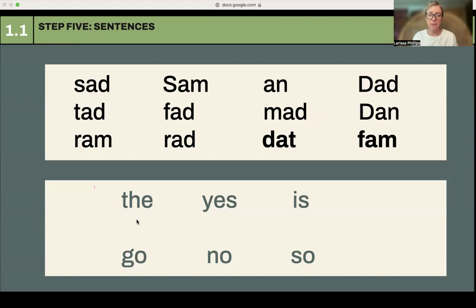Okay. And then the common words, we want to make sure you can read these too very quickly and easily. The, yes, is, go, no, so. Okay, so again, once you have these 100% and you're very fluent, you feel good about them, you feel like you can read them, even better if you can spell them. If you have someone to help you, ask them to dictate these words to you and spell them and always sound them out.